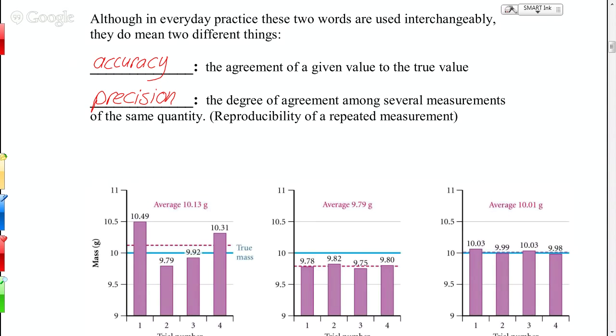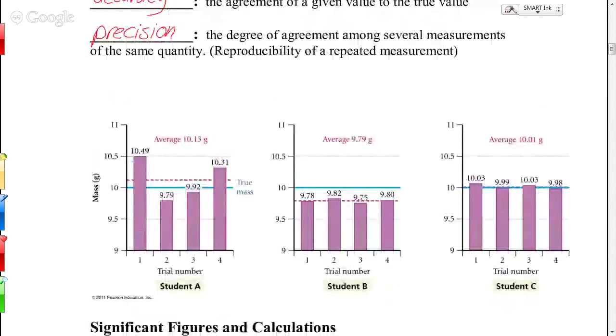So let's look at what that looks like in practice. Here are 3 students' measurements in a class. They're measuring some mass, all right? And the true mass is 10.00, say, or 10.0. 10.00, yeah. Which student is accurate but not precise? Based on those definitions, which student is accurate but not precise?